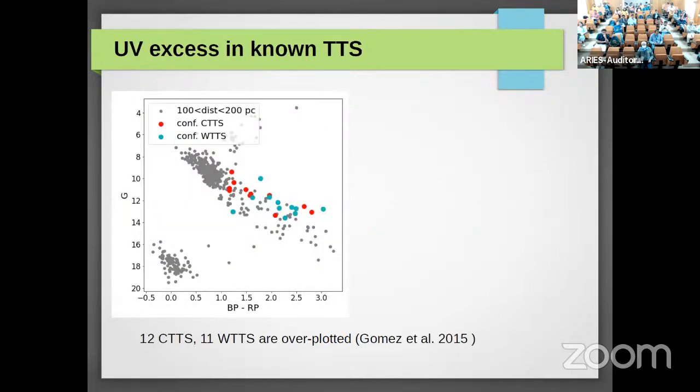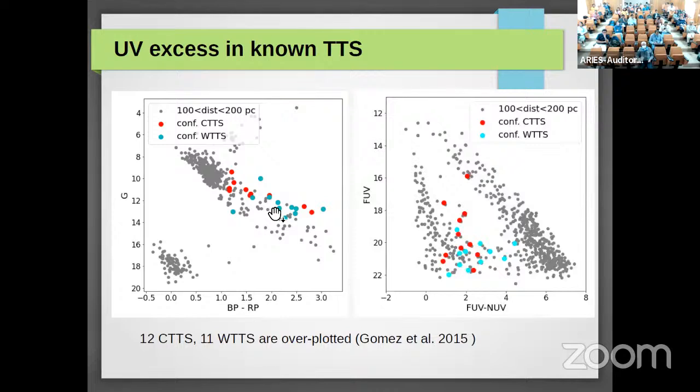If you look into this color-magnitude diagram here, I have plotted in gray all the stars that fall in the 100 to 200 parsec range, just to have an idea of how the CMD looks. On top of that, I have plotted the confirmed classical and weak-line T Tauri stars. You do see that everything falls on the pre-main sequence very nicely until you go to the UV CMD, where all the stars which are supposed to be in the pre-main sequence move towards the white dwarf sequence.